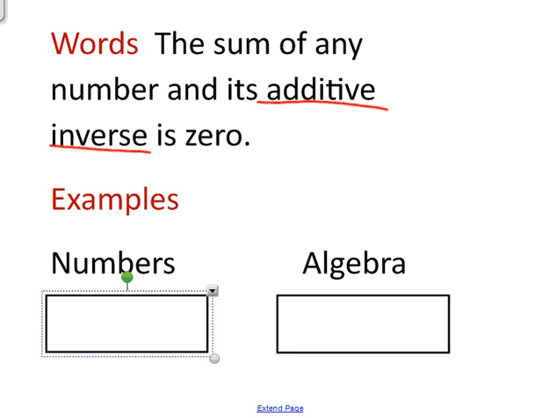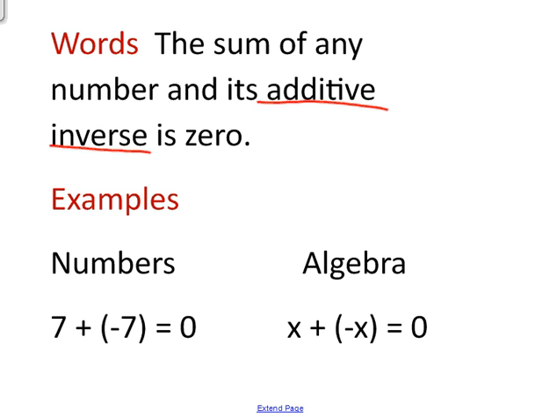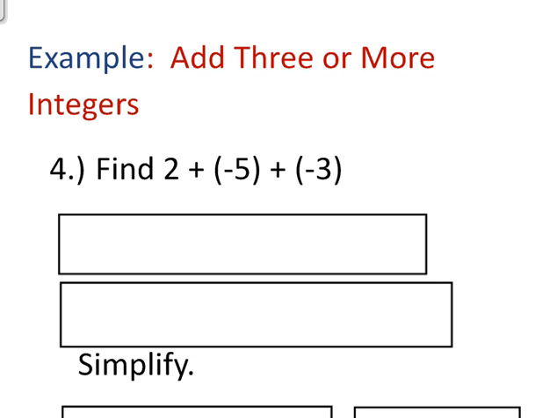There's a couple of examples. One dealing strictly with numbers, and I think you'll see this one's pretty easy. 7 plus a -7 cancels out. You get 0. Same thing can be said in algebra using variables. X plus a -x equals 0. That's called additive inverse.